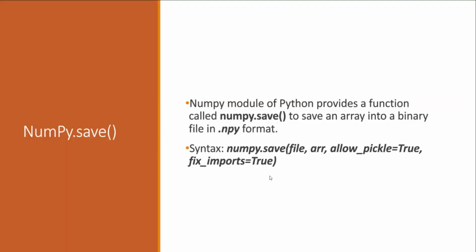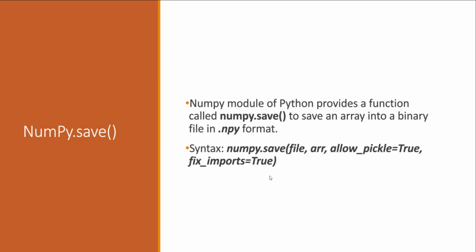Now we will discuss our next function, that is numpy.save. Basically the NumPy module of Python provides a function called numpy.save to save an array into a binary file in .npy format. In many cases we require data in binary format to manipulate it. For example, sometimes we have a lot of data in NumPy arrays that we need to save efficiently, but which we only need to use in another Python program. Therefore we save the NumPy arrays into a native binary format that is efficient to both save and load.